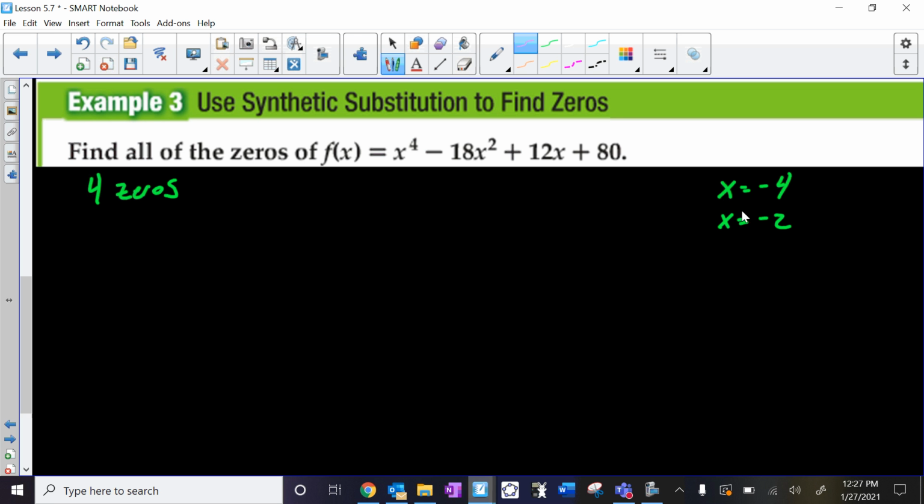So to break this down, we are going to use synthetic division again. I'm going to start with -4. You could start with either one. I'm going to start with -4, and I'm going to use synthetic division. Notice we're missing an x cubed, so I'm putting in a 0.